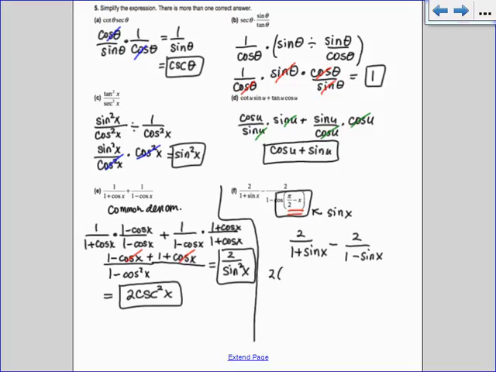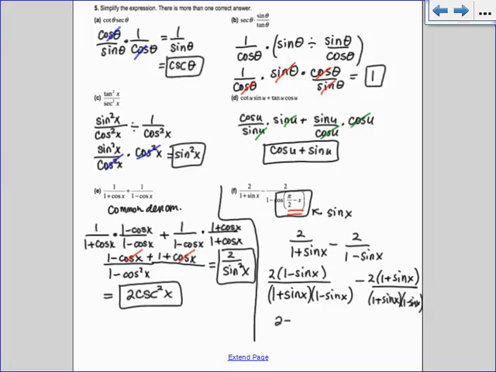So we're going to have 2 times 1 minus sine of x all over 1 plus sine of x times 1 minus sine of x. And we're going to have minus 2 times 1 plus sine of x all over that same denominator. So we're going to have 1 plus sine of x, 1 minus sine of x. Obviously, you can save yourself some writing and just put it over one big denominator if you want to.